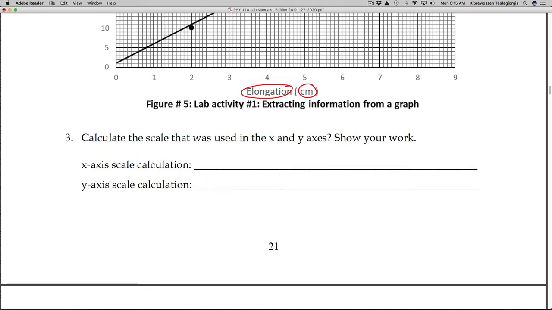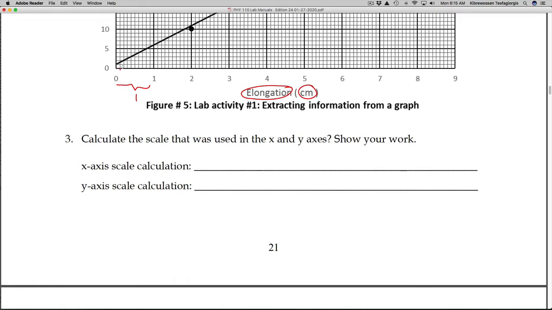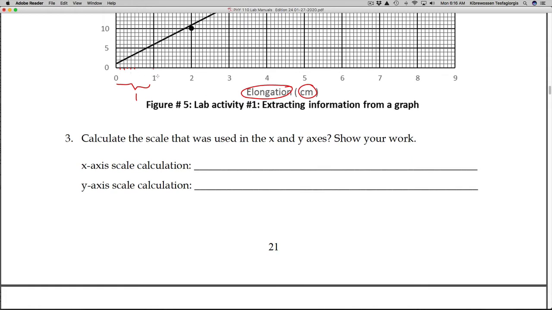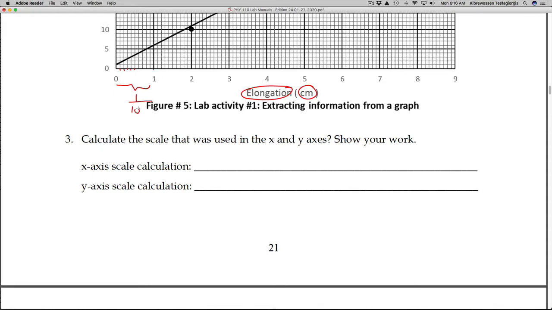You can see here, for instance, this is 1. From here to here, how much distance did you come? You came 1, right? But if you look at how many grid points you passed to reach 1, you count 1, 2, 3, 4, 5, 6, 7, and so on, 10. So you have 1 for 10 grid points, then divide that by the number of divisions. That's what your scale is going to be. So that is your scale on the x-axis.